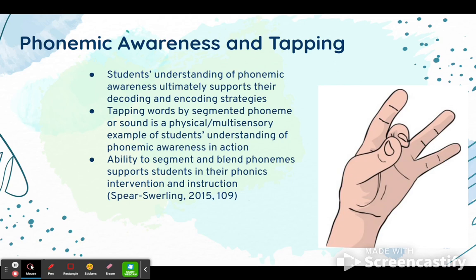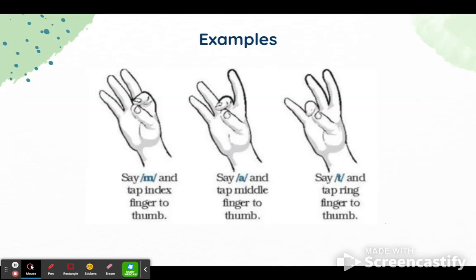Tapping consists of tapping your thumb to individual fingers to represent the individual phonemes within a word. When students are able to tap words by segmented phoneme or sound, it is a physical and multisensory example of students' understanding of phonemic awareness in action. The ability to segment and blend phonemes ultimately supports students in their phonics intervention and instruction.